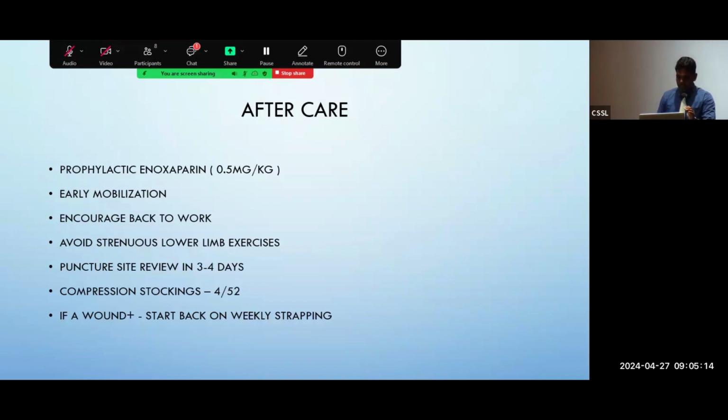You have to mobilize the patient early and encourage the patient back to work as soon as possible, which is one of the objectives of the treatment. And we review the patient in a few days' time to see everything is all right. At that point, sometimes the patient might complain of some petechiae, small hematomas, mild swelling, pain, but all these are self-limiting. So we have to reassure the patient and put them on compression for at least another 4 weeks.